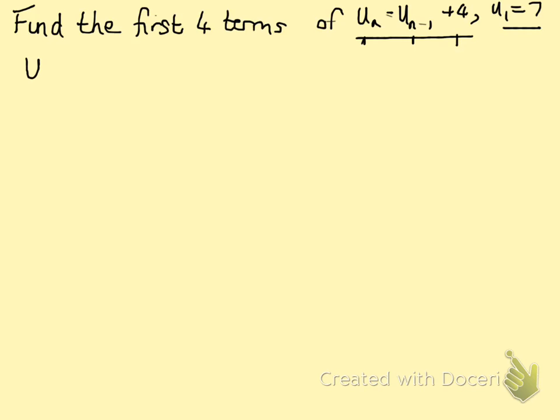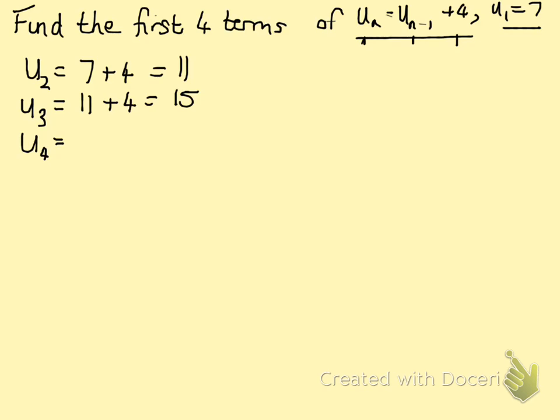So to find the second term, which will be U2, we first take the first term, 7, and add 4. So the second term is 11. We continue this to find the third term, taking the second term, 11, and adding 4. So the third term is 15. The fourth term, U4, we take 15 and add 4, giving us 19. We have now found the first 4 terms of this sequence.